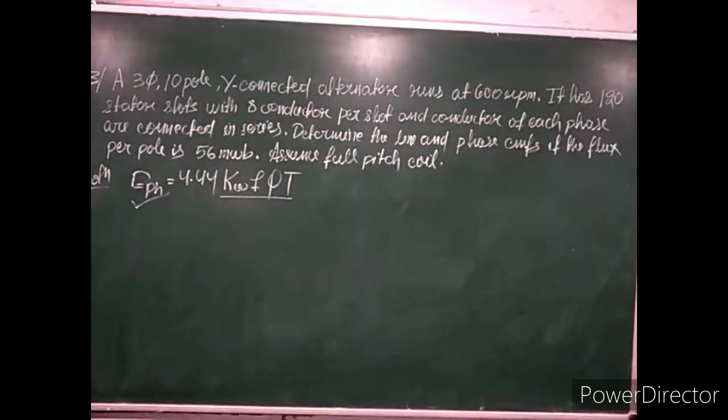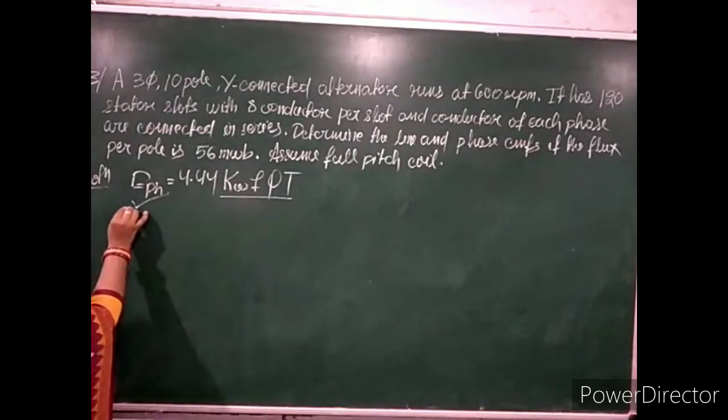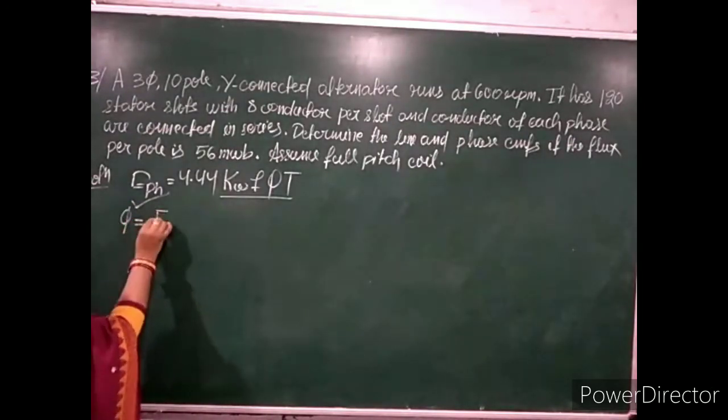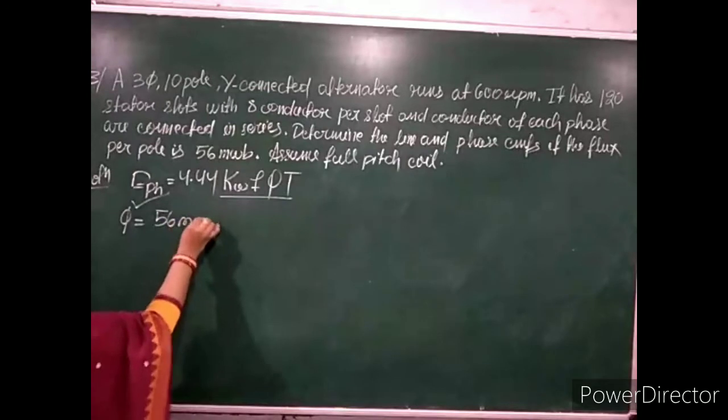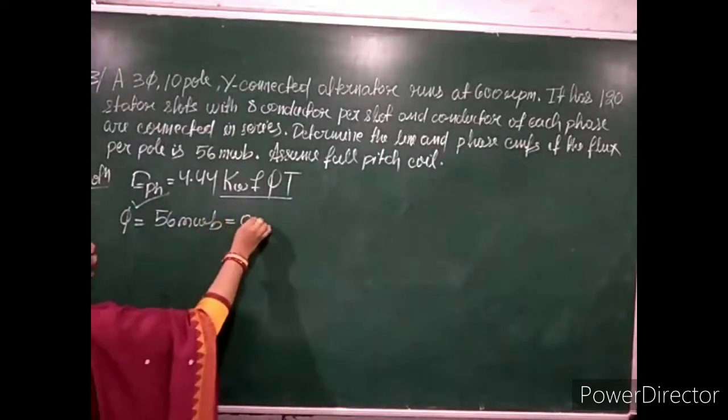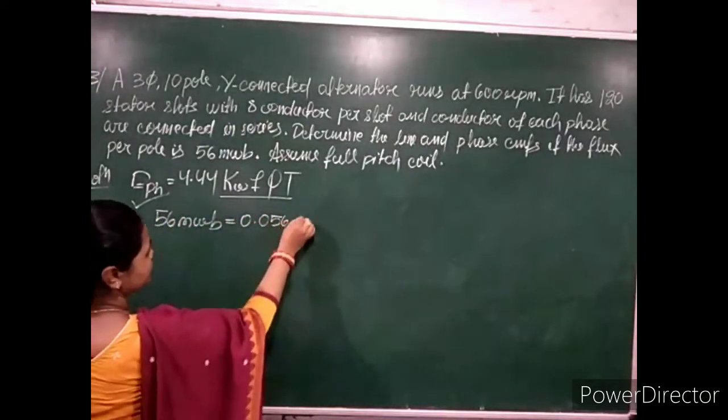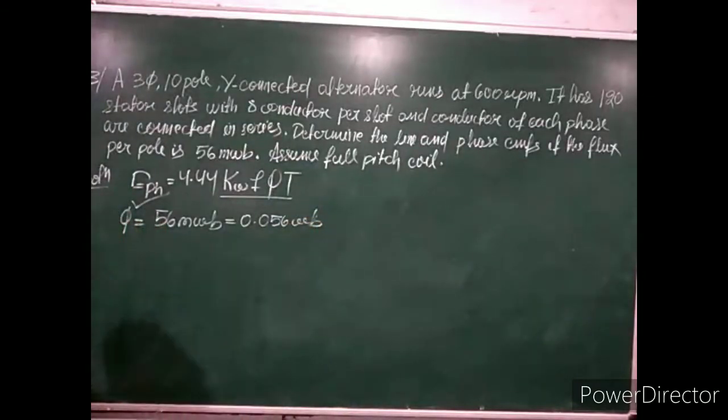Here the alternator is 3 phase having 10 poles. It is star connected and total number of slots present in the alternator is 120. Conductors per slot is 8 and conductors are series connected. Flux per pole is 56 milliweber, or 0.056 Weber.